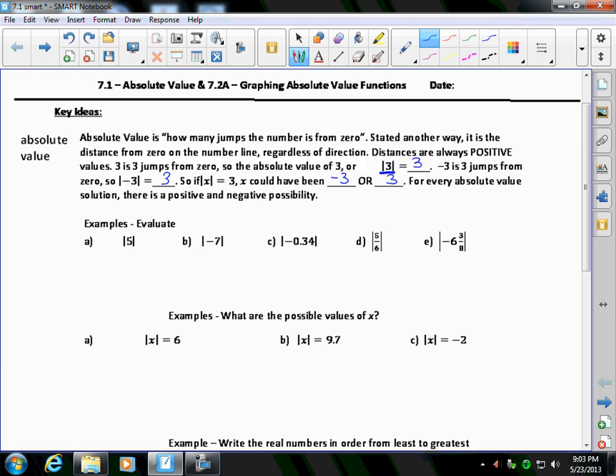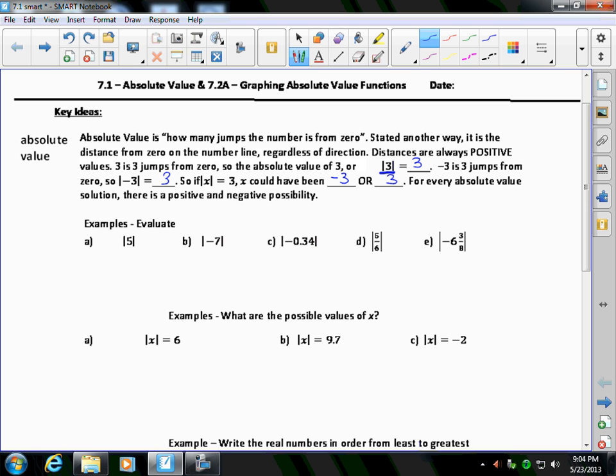So it's similar to squaring and square rooting. When you square root a value, there is a positive and a negative solution to that. The only thing you have to really remember with absolute value is that it's measuring a distance. How far is something from 0? So that is why the value that it equals is always going to be a positive number.